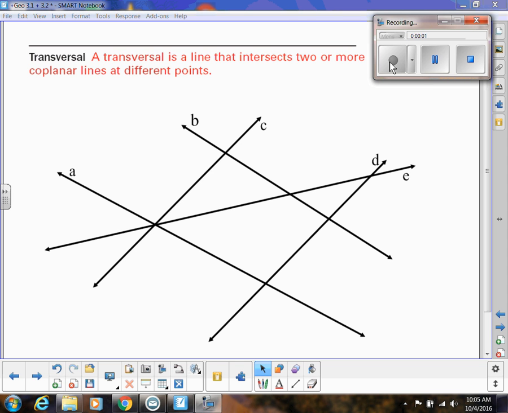So now we're going to be talking about lines and angles, and some of this might be review for some of you, and some of you it might be completely new, so please take notes accordingly. First of all, the word transversal.